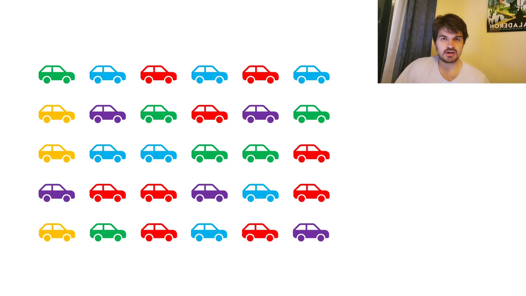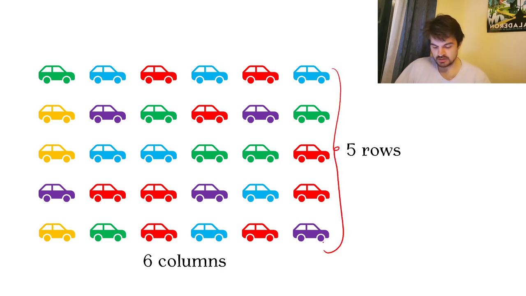We have a number of cars. We have a boy that has these toy cars, and he, for unknown reasons, decided to place them in a couple of rows and columns. In this picture, this is just an example. We have 5 rows and 6 columns. But this is just an example.